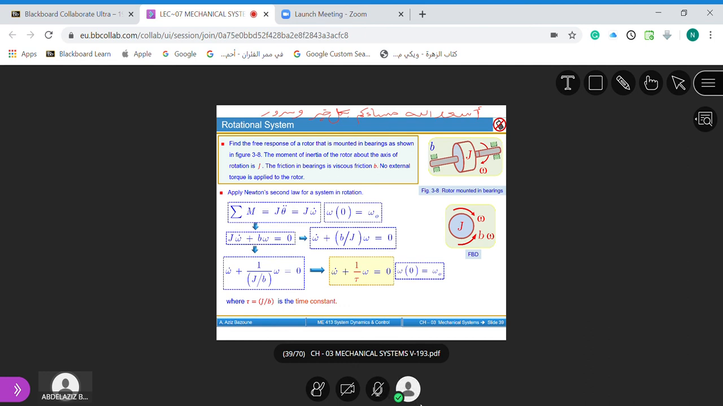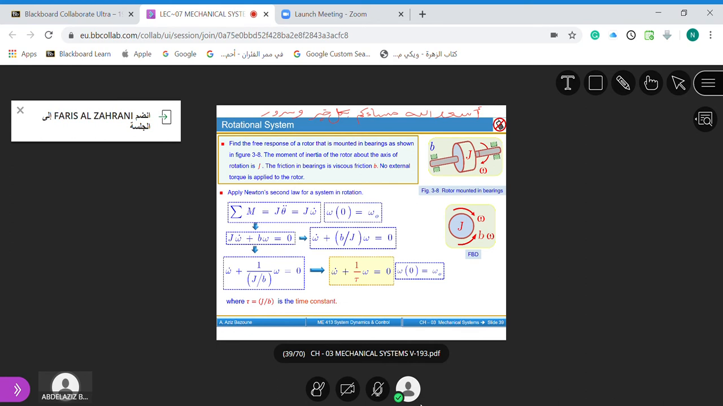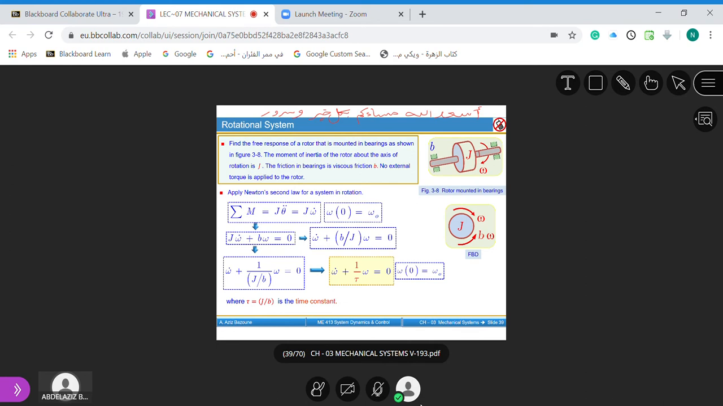So we have this exercise to be solved using Newton's second law for rotation. The exercise says, find the response of a rotor that is mounted in bearings as shown in the figure here. The figure is in your textbook. The moment of inertia of the rotor about the axis of rotation is J. The friction in bearings is viscous friction B. No external torque is applied to the rotor.